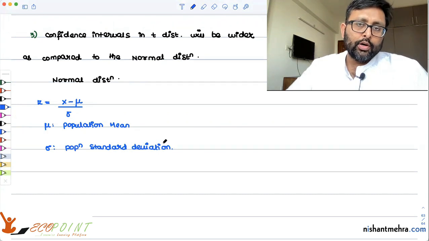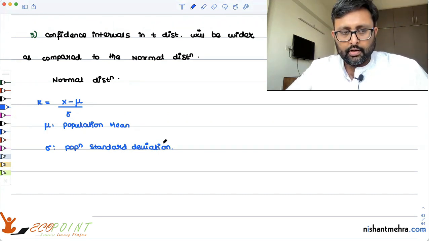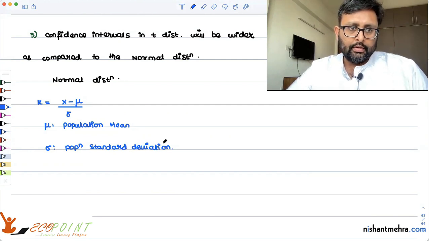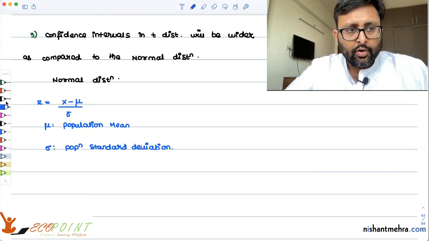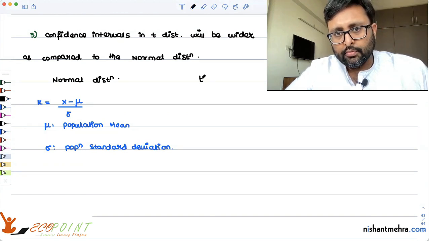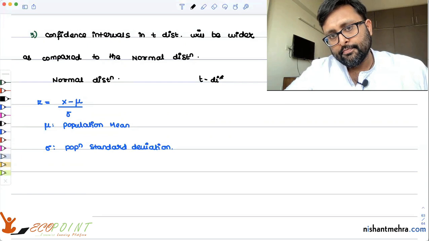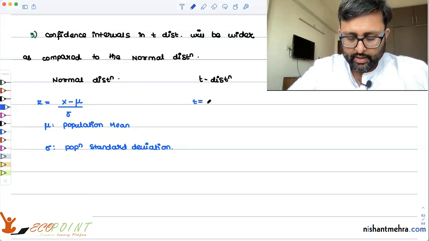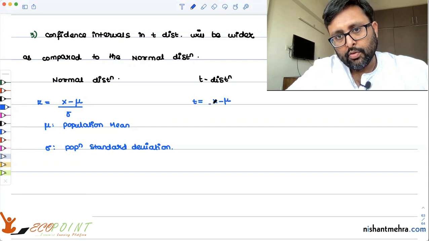Well, Z-score is telling you what? That you are converting the individual score into the standard score. That's what you're doing. That is what Z-score is. In case of T-distribution, you get something which is called T-score, right? Which is X minus mu upon S upon root N.